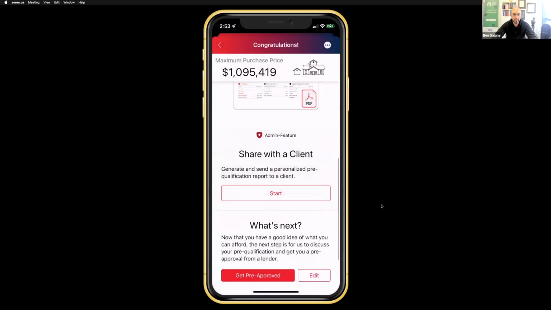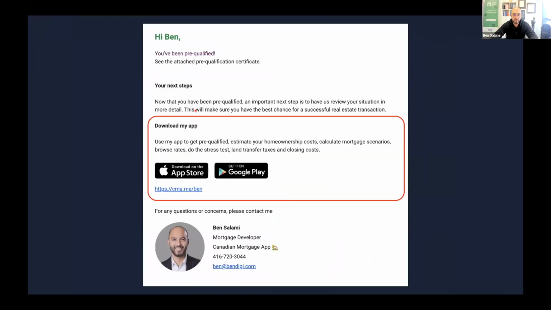Sure. Okay. So me being the customer who doesn't have the app yet, I will probably get this report and it clearly says, download my app. So if your client doesn't have your app and you are completing the pre-qual on your phone, this will be the email. The report is also attached to the same email. And it says, use my app to get pre-qualified, and an opportunity for them to download your branded version.